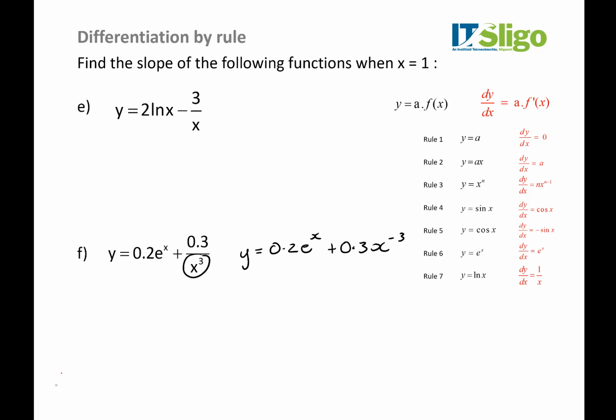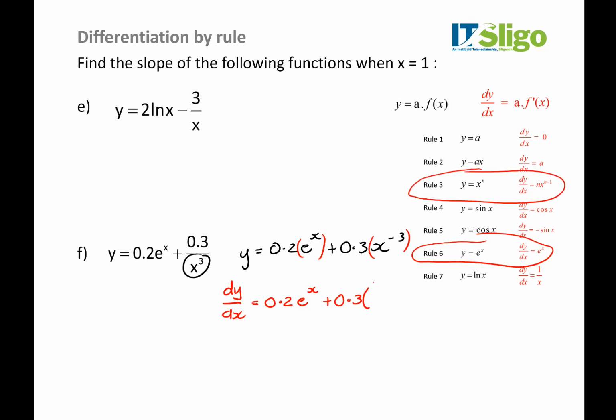Now we can differentiate dy dx. The constant stays, the 0.2 stays. When we differentiate e to the power of x, the derivative is itself. Here, the constant stays, 0.3. But now I'm differentiating this using rule 3. Bring down the power. Keep my x. Add minus 1 to the old power. And then I'll just write it out neatly.